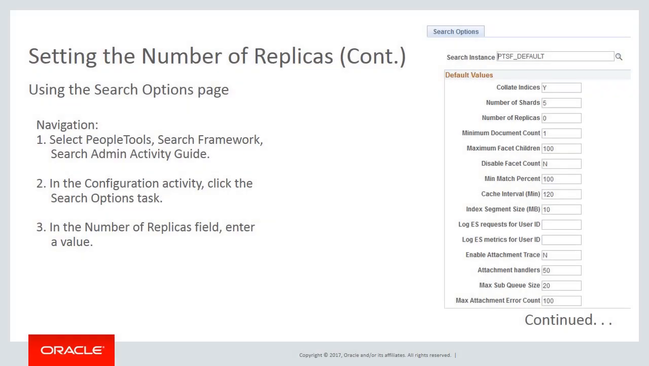Specify the number of replicas on the Search Options page. This example shows the Search Options page located in the Search Administration Activity Guide. To navigate to this page, select PeopleTools, Search Framework, Search Admin Activity Guide. In the Configuration activity, click the Search Options task and enter a value in the Number of Replicas field.